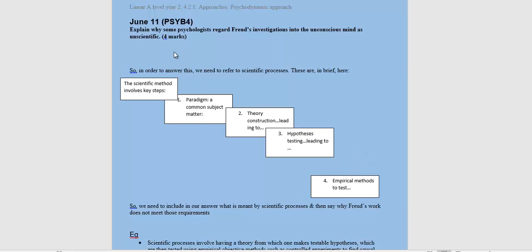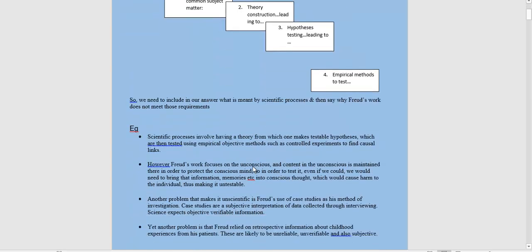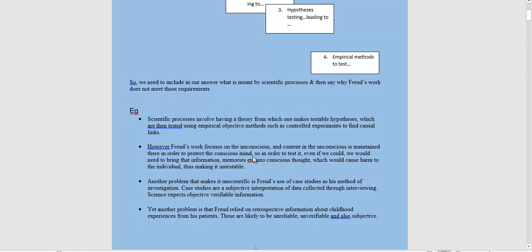Okay, so the question is why Freud's work is not seen as scientific. In other words, why it's seen as unscientific. So in order to answer this, we need to tackle what we mean by these scientific processes, what we mean by science basically, and then we say why Freud's work does not meet those requirements. So let's have a quick look at some suggestions. These are just suggestions. You could do completely different ones.